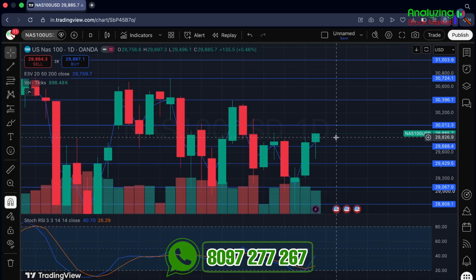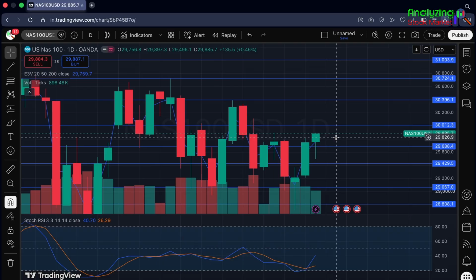So now let's talk about my opinion in NASDAQ 100 for this week. According to the previous week's momentum, I'm expecting a positive move in this range, that is 30,012 to 30,396. Remember, during the previous week's momentum, the same range was close. So I'm expecting a positive move in this range according to this week's momentum. So here, this is my expectation.